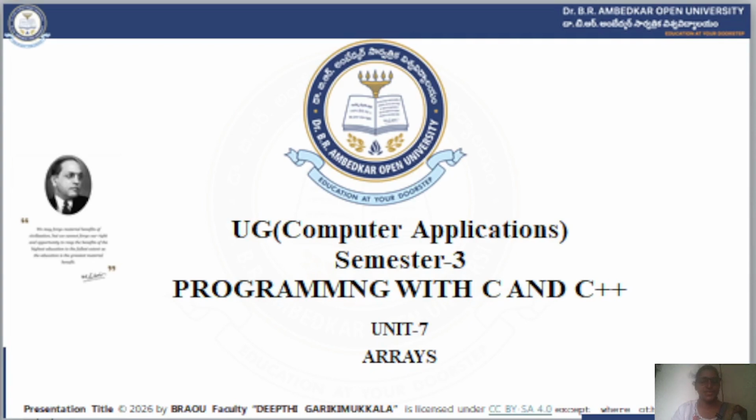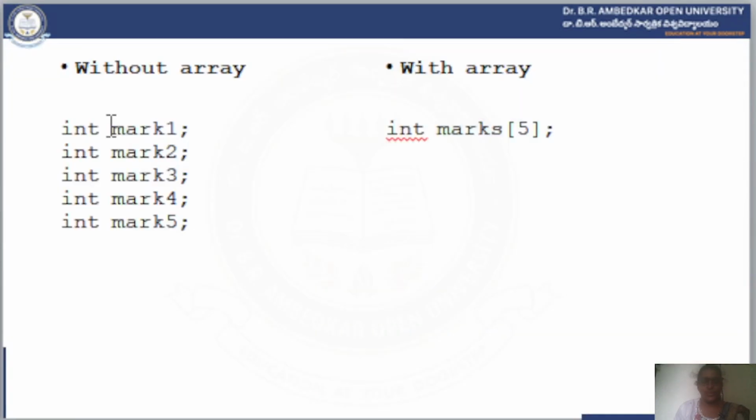Today we are going to discuss Unit 7, Arrays. Before learning arrays, think about this. Suppose you want to store 5 students' marks. Without arrays, we will write like int mark1, mark2, mark3, mark4, mark5. So this is difficult to write and manage. Instead of this, we can write int mark[5]. See, now all 5 marks are stored in one variable. This is called an array.